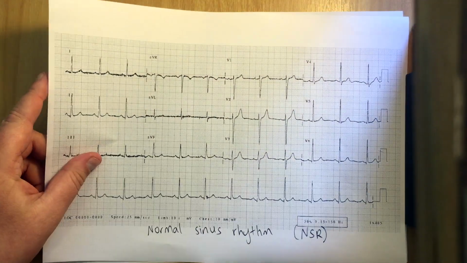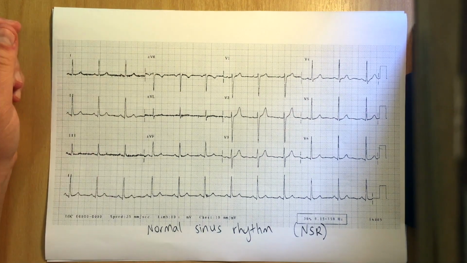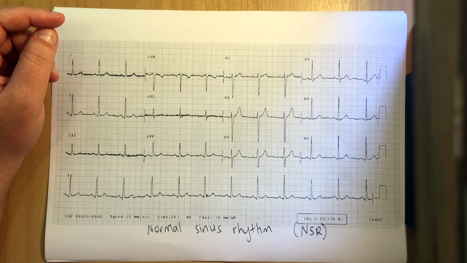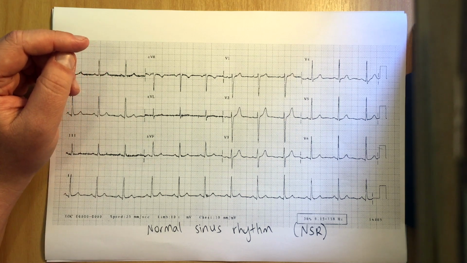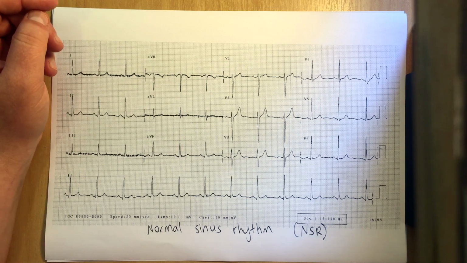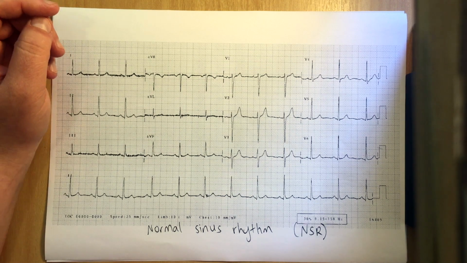Actually, one rhythm that I haven't got an example of here, but that you should be aware of, is a sinus bradycardia, which is if it's slow, regular, and has P waves.